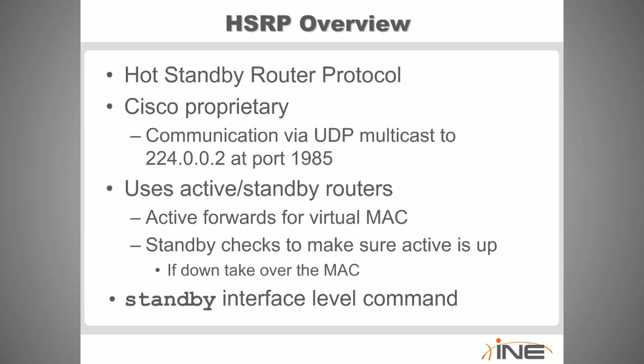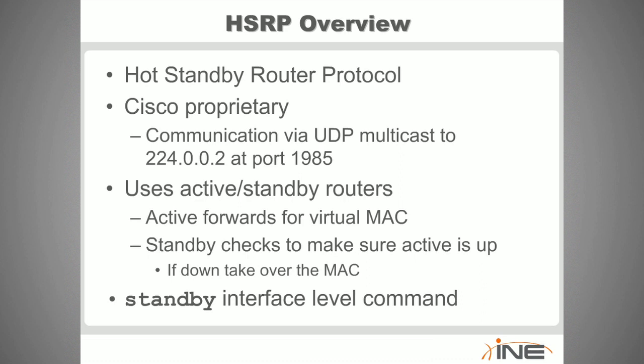Now, HSRP uses the logic of an active and a standby router. The active router will be listening for any ARP requests that go to the virtual IP address. When the ARP request comes in, the active router responds with its own virtual MAC address. So it now means that the actual traffic from the host, as it forwards to the default gateway, goes to the active router. The standby router is simply listening to make sure that the active router is up by doing a basic keep alive mechanism between the 2.